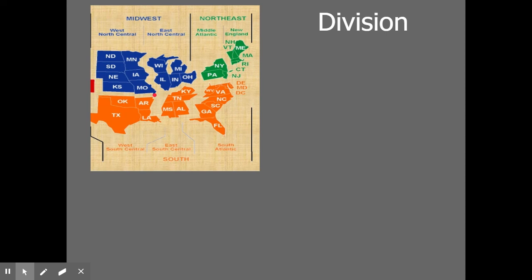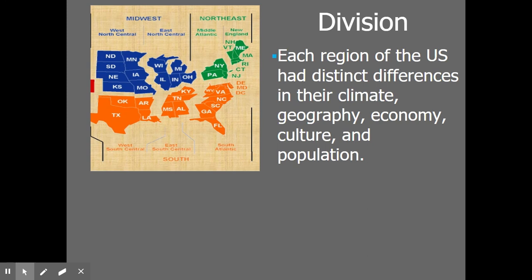And you can see that within each of these regions, you're divided up into smaller regions. For example, you've got the New England states and the Middle Atlantic states, and then over here, you've got the South Atlantic, the East South Central, and the West South Central. So everything's divided up into little subgroups, but you can see the three big divisions are the South, the Northeast, and the Midwest. Each region of the United States by this point has begun to develop in distinctly different ways.